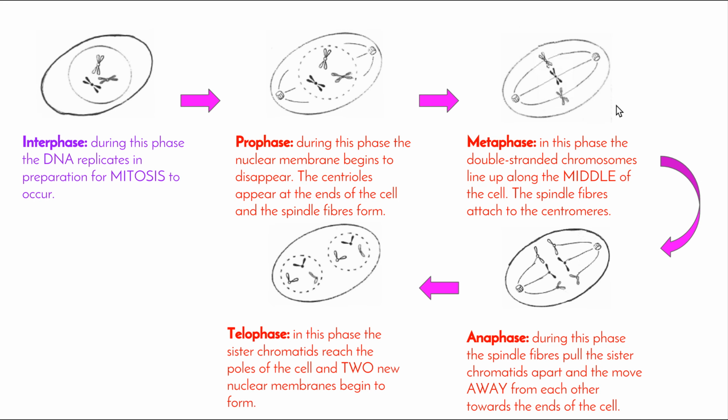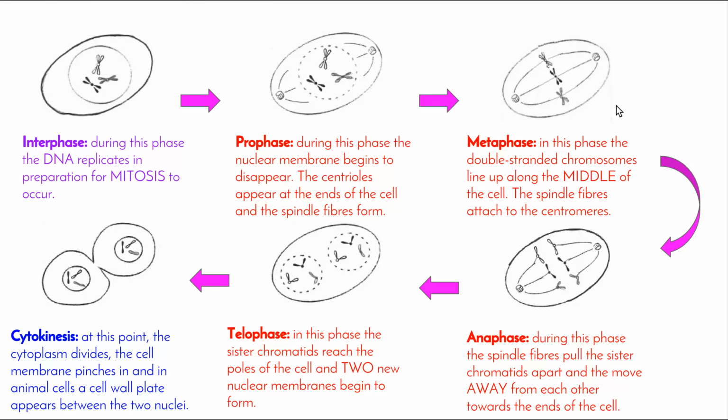The last phase that we have in mitosis is telophase. So in this phase, the sister chromatids end up at the opposite ends of the cell, and we have two nuclear membranes begin to form around the sister chromatids, which obviously is our DNA, in preparation to form two brand new cells. So the phases here, prophase, metaphase, anaphase, telophase, are mitosis, interphase beforehand, and as we said earlier, the very last phase is cytokinesis.